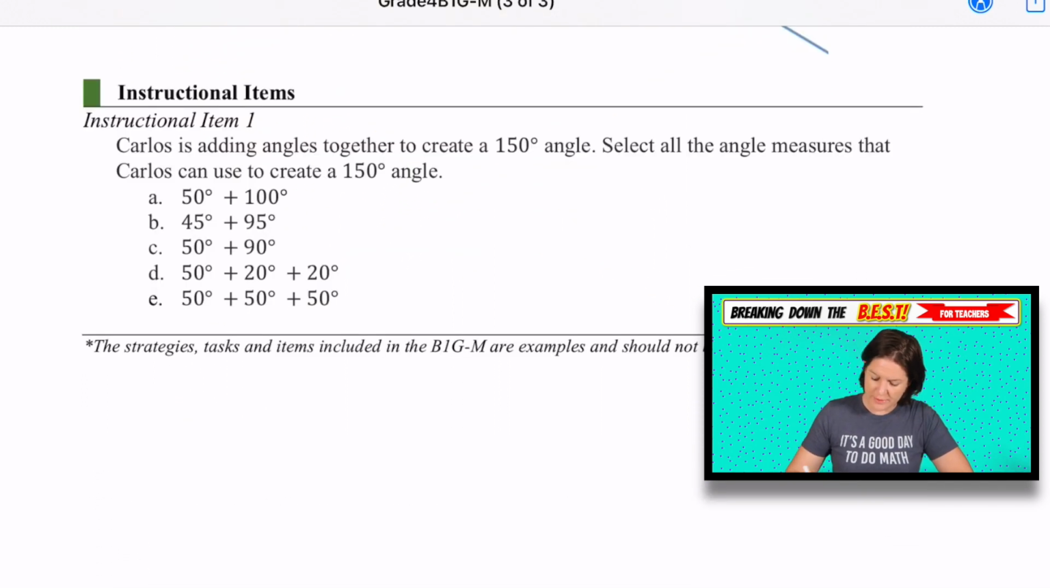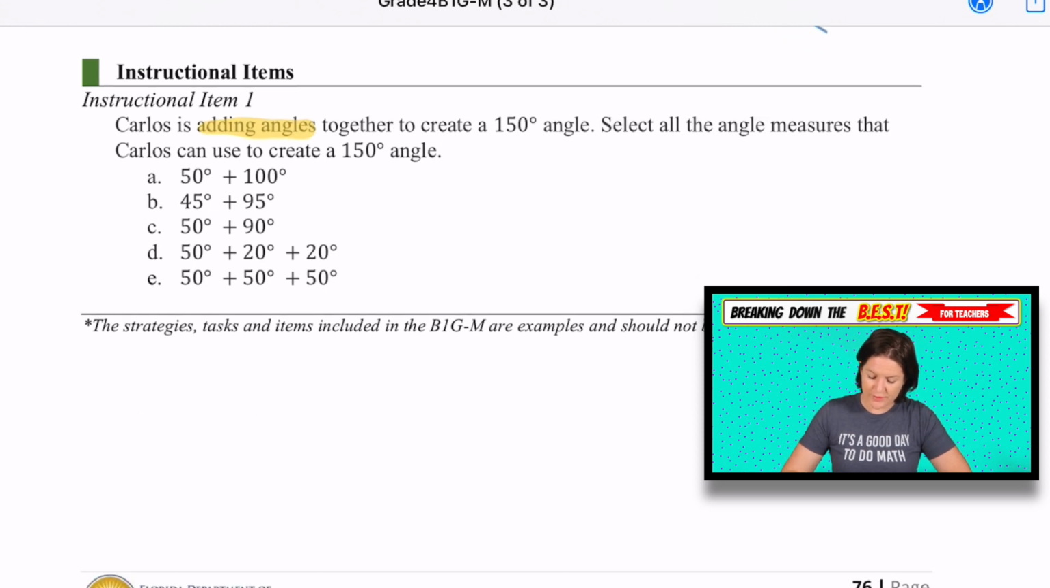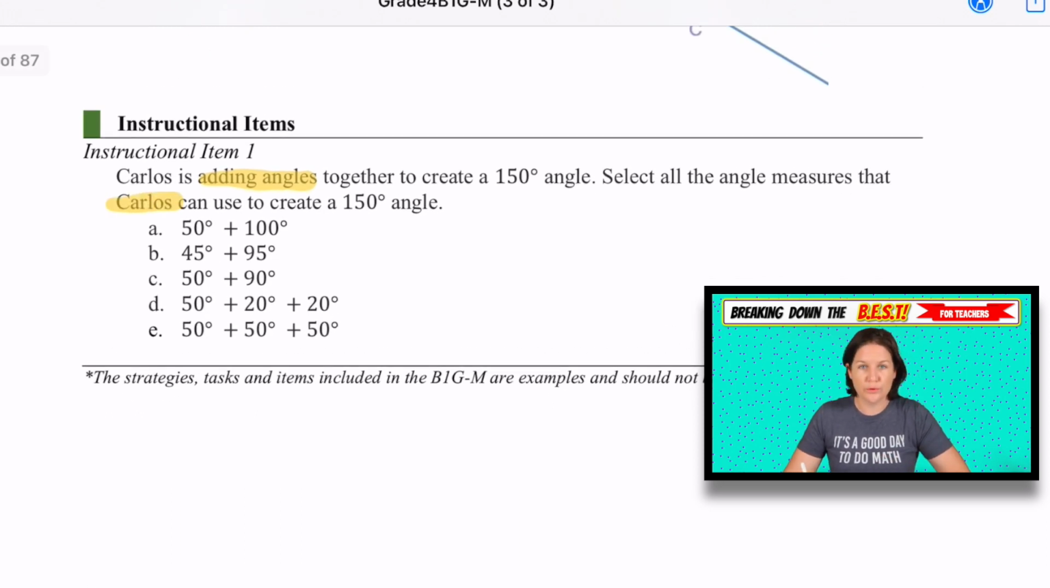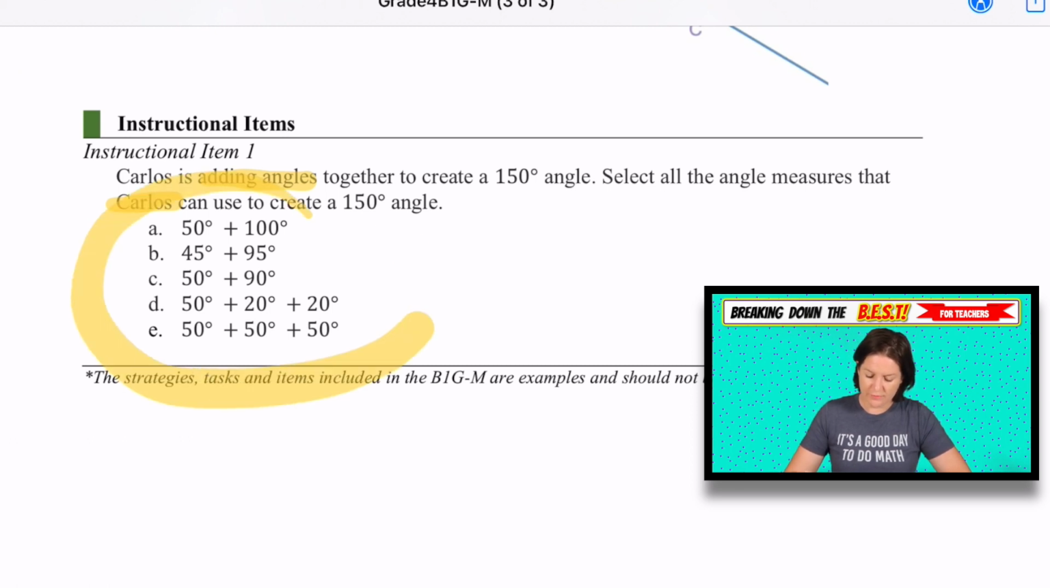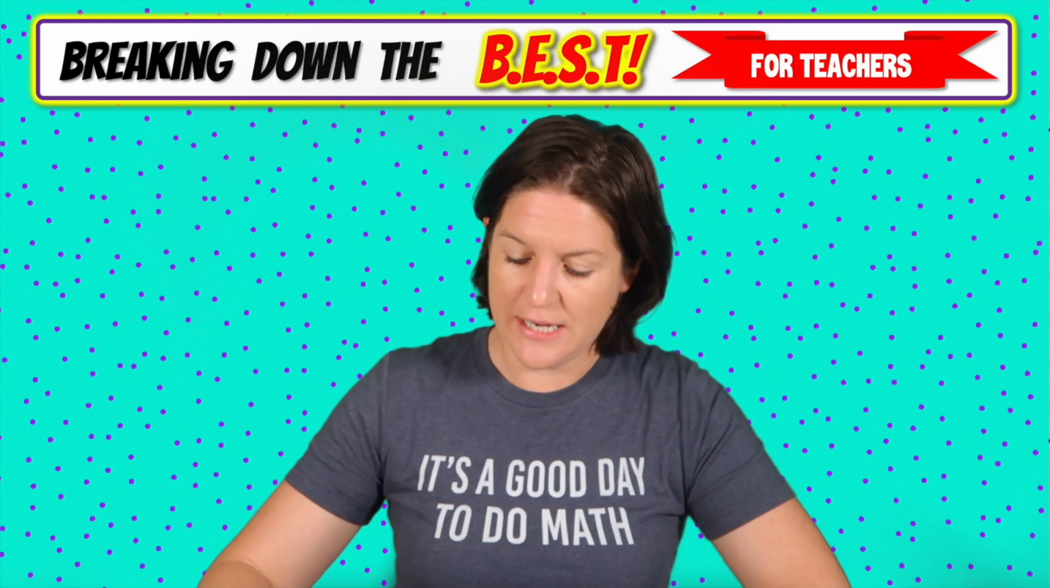And here is another example about additive angles down here, where we have to figure out which ones Carlos can use. This would be like a real world situation where Carlos is adding angles together, and we have to figure out which one of these will create a 150 degree angle when we add them together. Okay, and that's about it for breaking down the standard.